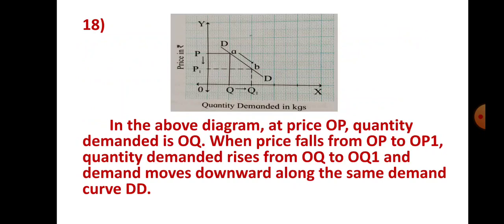Now let us see the next illustration, very different illustration here. Diagram is given and explanation of the diagram is also given. Look at the diagram. In the above diagram, at price OP, quantity demanded is OQ. When price falls from OP to OP1, quantity demanded rises from OQ to OQ1. So here demand moves from point A to point B, that is a downward movement of demand along the same demand curve, that is DD, and you have to identify the concept here.